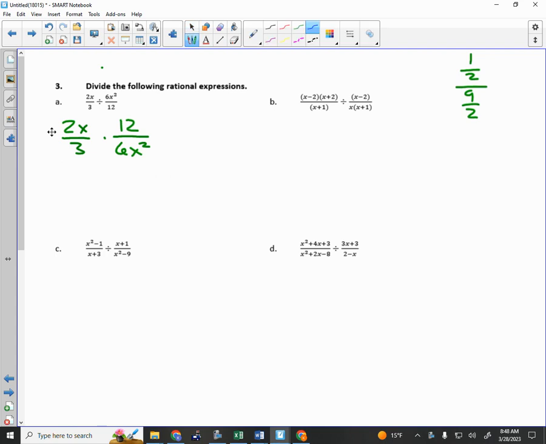So that's all that's different with dividing these. I would like to reduce by looking at the 12 and the 3. 12 over 3 reduces to 4 over 1. And 2x over 6x squared reduces to 1 over 3x. As you reduce those and multiply, you can see you get 4 over 3x.